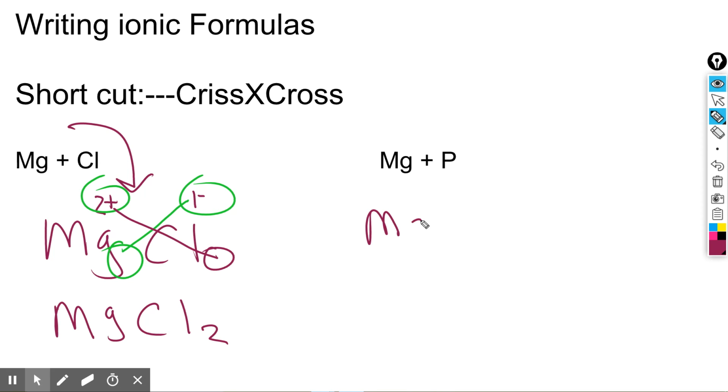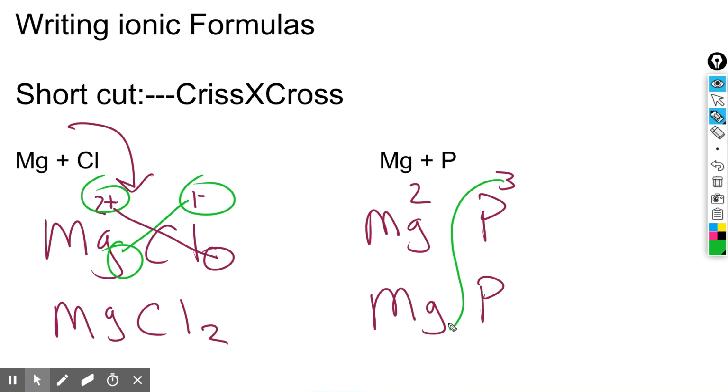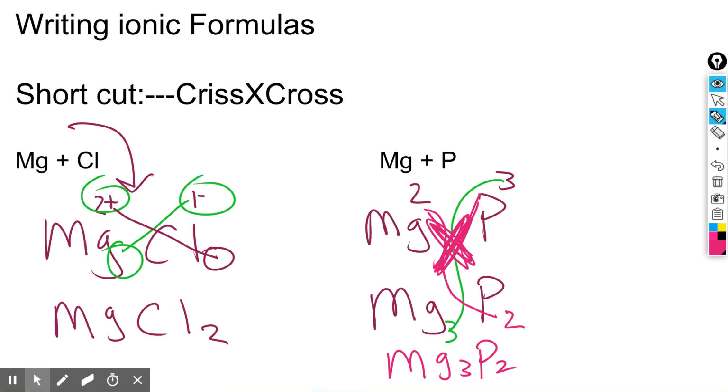Let's do another one here. We got Mg again, and P. We want to write the formula for MgP. What's the charge of Mg when it forms a stable ion? 2 plus. We're not going to write the plus. Phosphorus is a 3 minus. There's our numbers. Now what is our formula? The number on P goes down to Mg, 3. The number from Mg goes down to P. So crisscross. See how we're crossing the number? Cross the numbers, and our formula is Mg3P2. That's our formula.